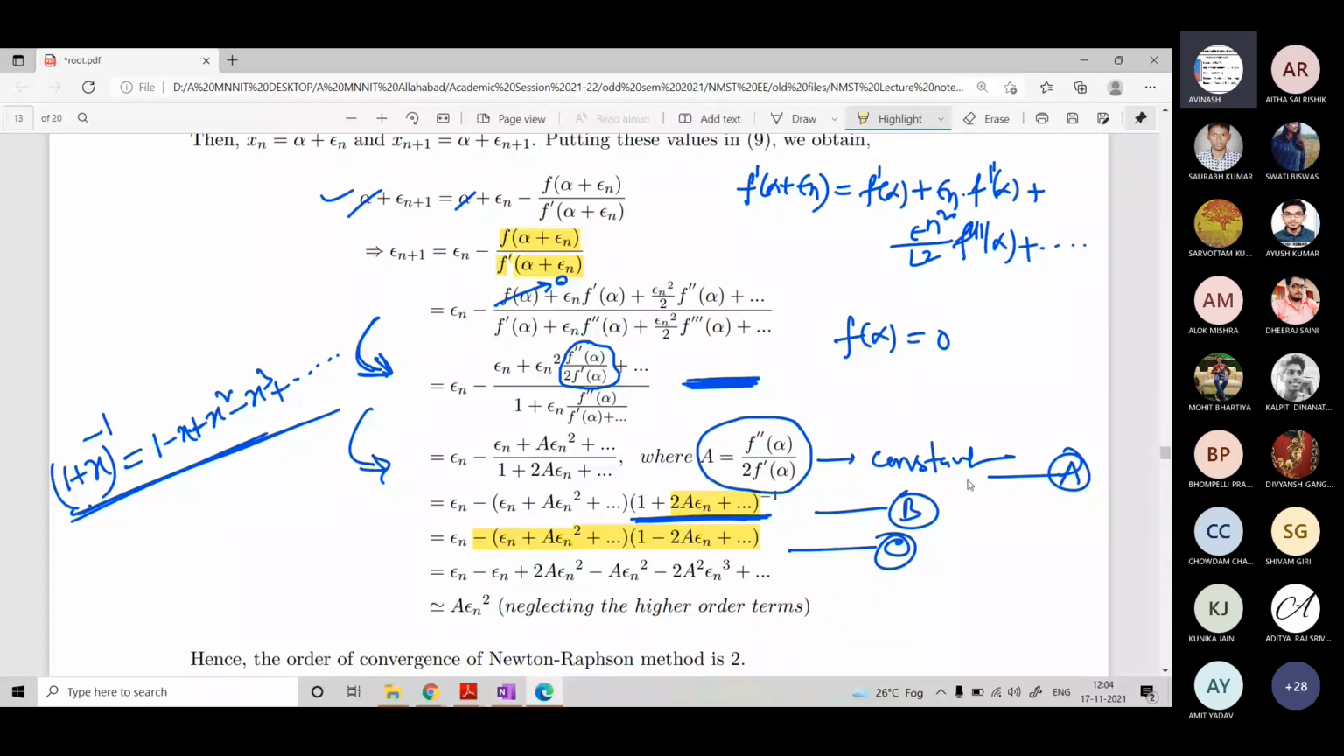Anyway, today time is over. So again, I will be explaining this order of convergence in the next theory class. Is that clear? Is that okay to you? Yes, sir. Thank you, sir. Okay. You may leave now. Thank you, sir.